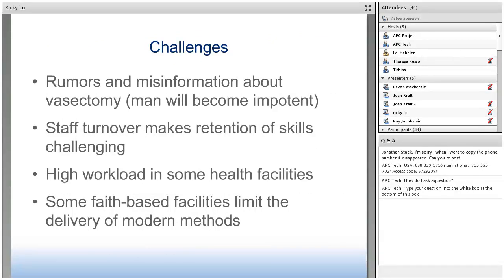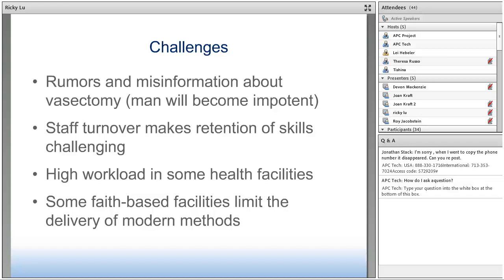Some of the challenges have already been mentioned. We keep hearing rumors and misinformation about men becoming sexually impotent as well as physically weak. One of the common challenges is staff turnover. We invest a lot to develop their competence and eventually their confidence to do it, and then they get transferred or leave the service, and so we have to repeat the training and invest in another group. Because this is an outreach service, we also have to consider that the primary responsibility of these providers will be at the hospital.